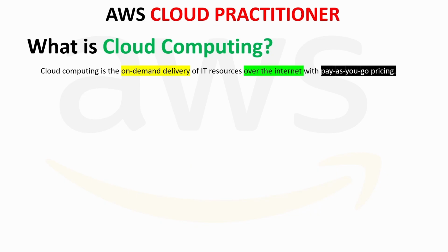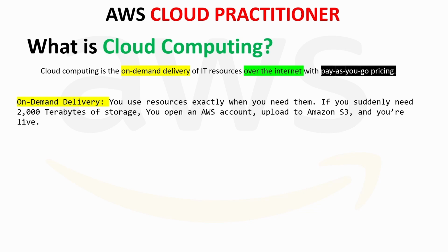Cloud computing is the on-demand delivery of IT resources over the internet with pay-as-you-go pricing. Let's break that down into three pillars. First will be on-demand delivery. Second will be over the internet, and third will be pay as you go. When we talk about on-demand delivery, you use resources exactly when you need them.